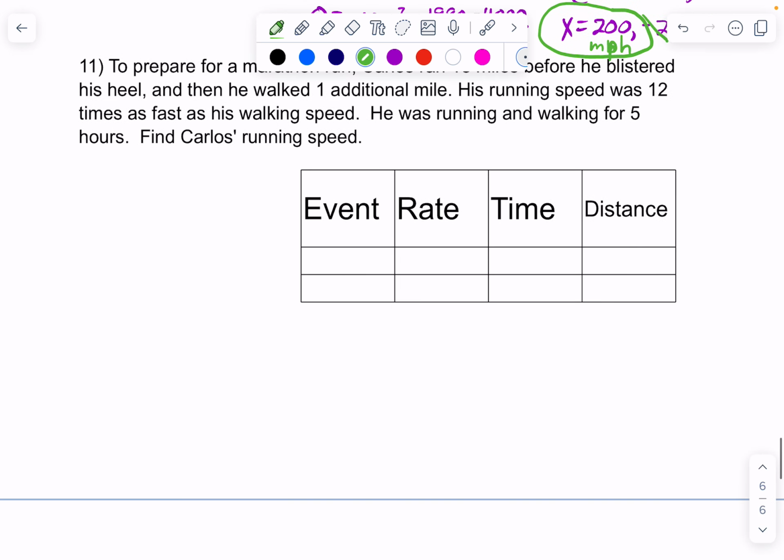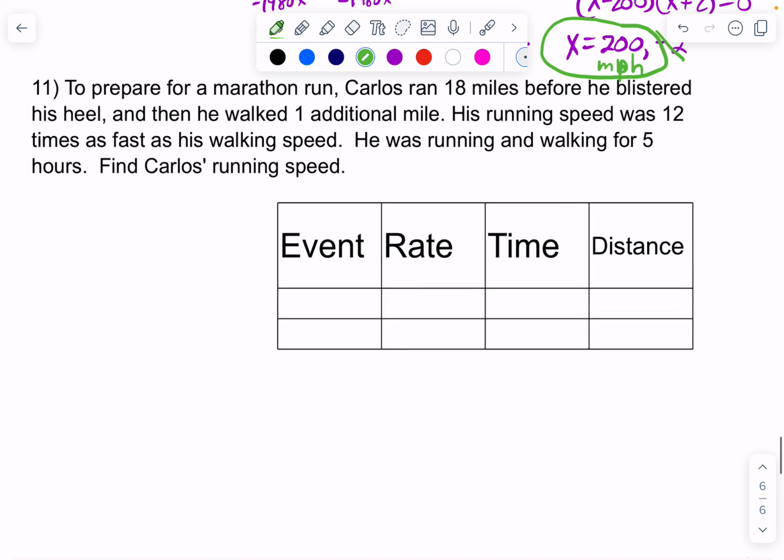Now, last but not least, to prepare for a marathon, Carlos ran 18 miles before he blistered his heel, and then he walked 1 additional mile. His running speed was 12 times as fast as his walking speed. He was running and walking for 5 hours. Find Carlos's running speed. So let's do our events.